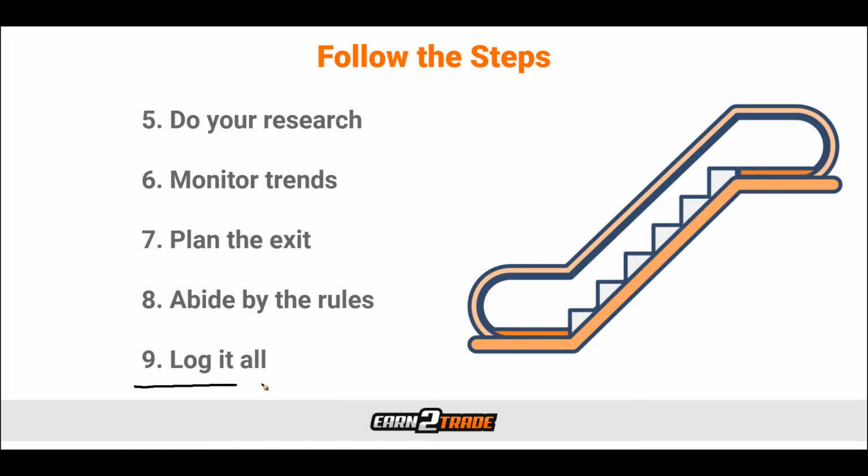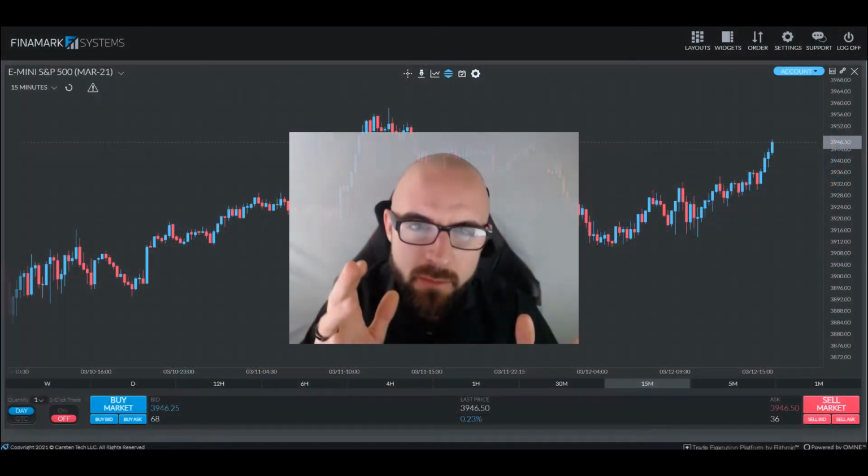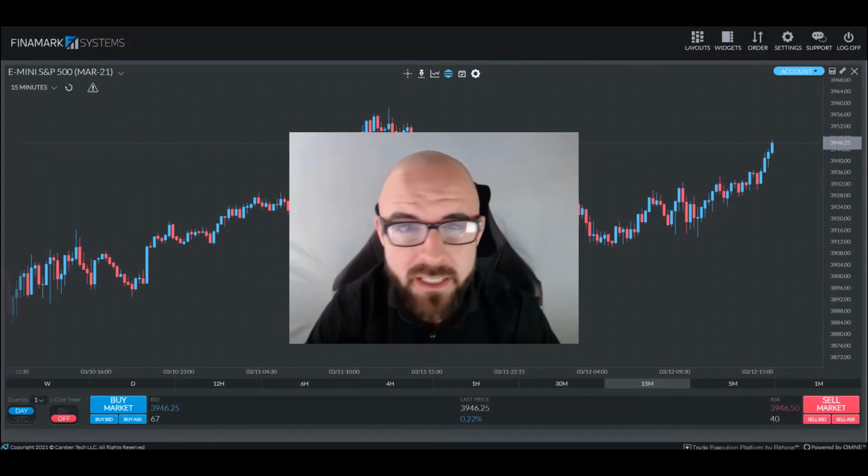And then finally, step 9 is log it all. It's important to record everything. Trading journals are a must. Record your results, good, bad, or indifferent. The only way you can improve upon them is if you have past data to compare to start analyzing your own personal trends. Having a trading plan is an integral part of becoming a successful trader.